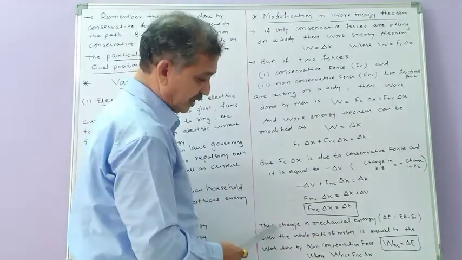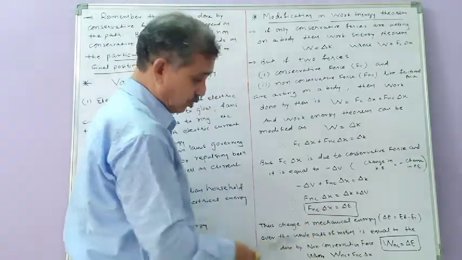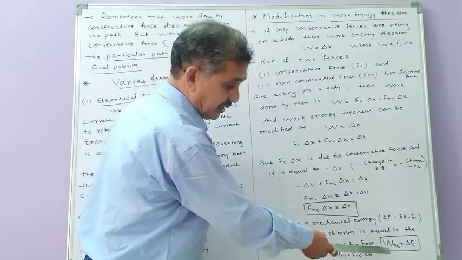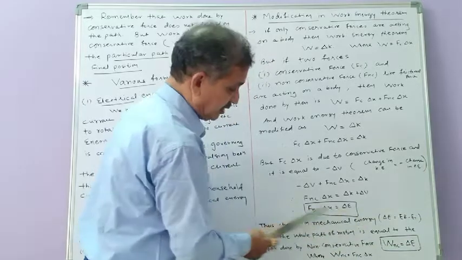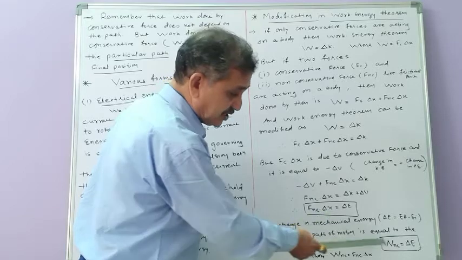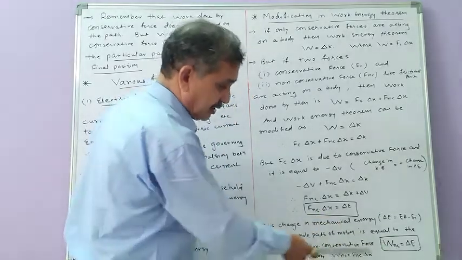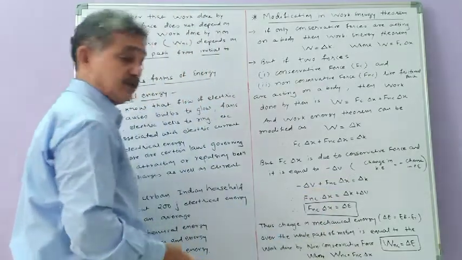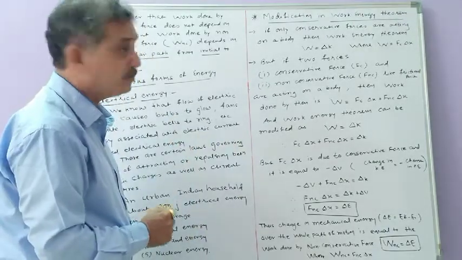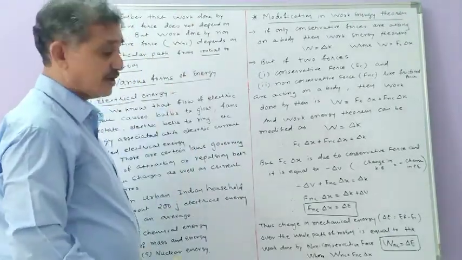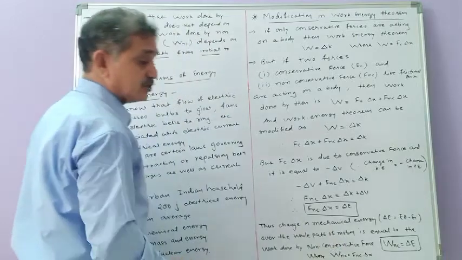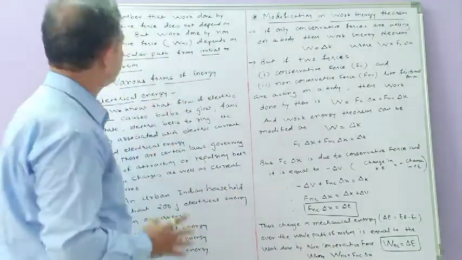The work done, or you can write the change in mechanical energy over the whole path of the motion, is equal to the work done by non-conservative force. Here WNC equals delta E. So this Fnc into delta x is the work done by non-conservative force, replaced by the symbol WNC. So you can write WNC equal to delta E, the mathematical equation of the work energy theorem for non-conservative force. Whenever the non-conservative force is there, WNC equal to delta E is the statement of the work energy theorem.